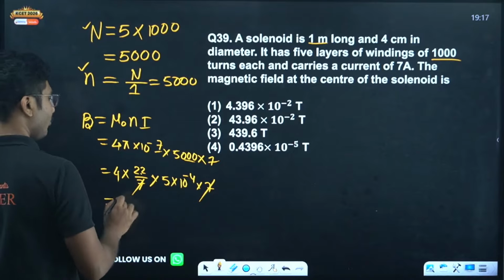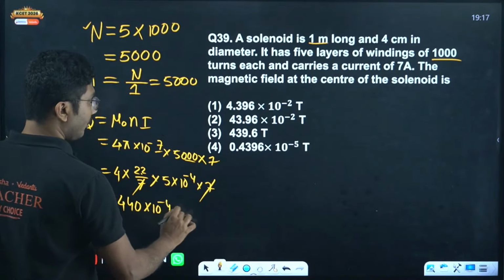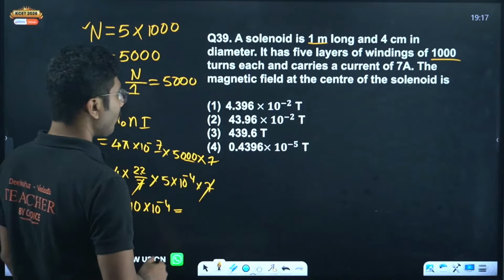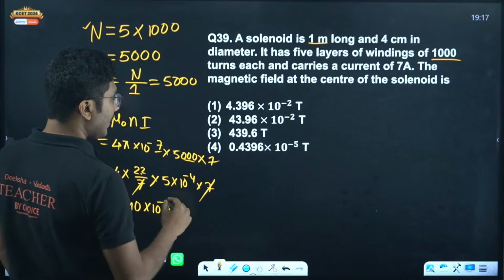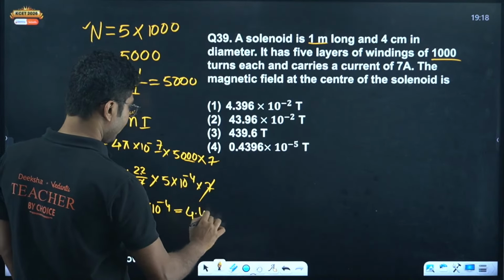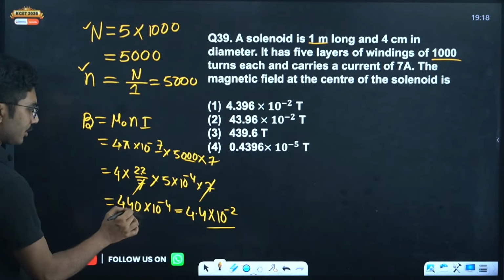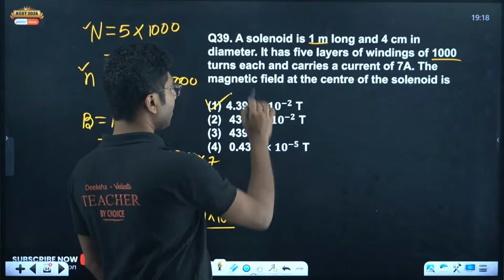110, 440 into 10 to the power of minus 4, or if you see the answer, it will be either 0.4 into 10 to the power of minus 2, or it will be 4.4 into 10 to the power of minus 2. Two zeros, so 10 to the power of minus 2. So the correct answer is option 1.